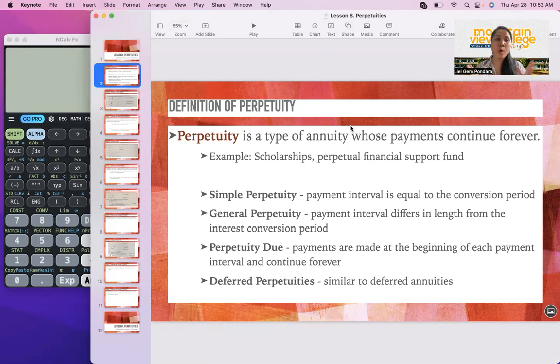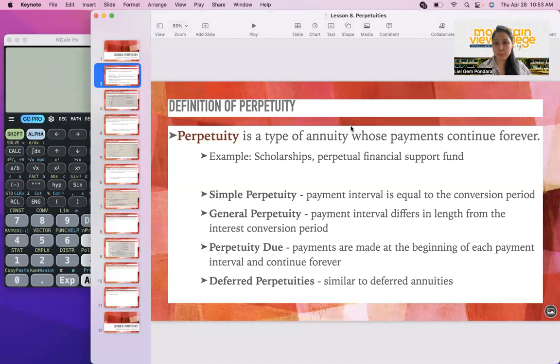You might ask, what happens to the original fund? The original fund does not increase, and it does not decrease as well. What only happens is that, as in the general annuity, the interest of the perpetual fund is the one that is given every now and then.